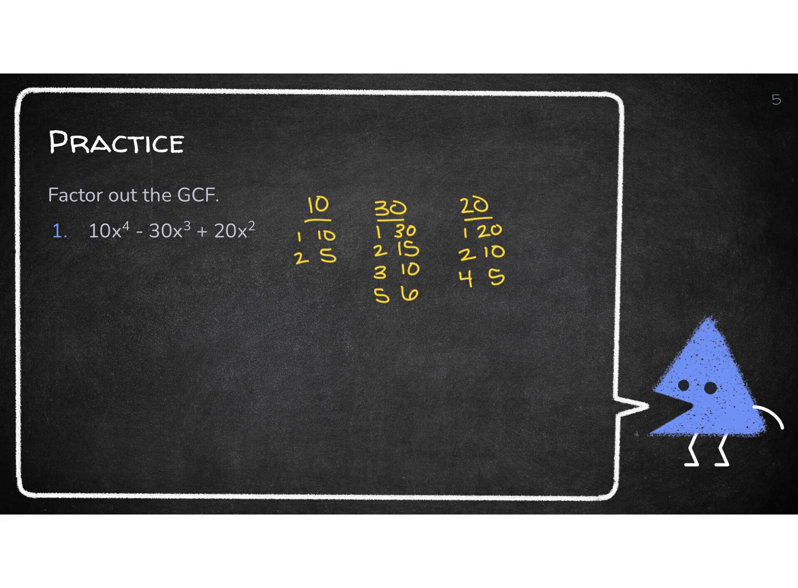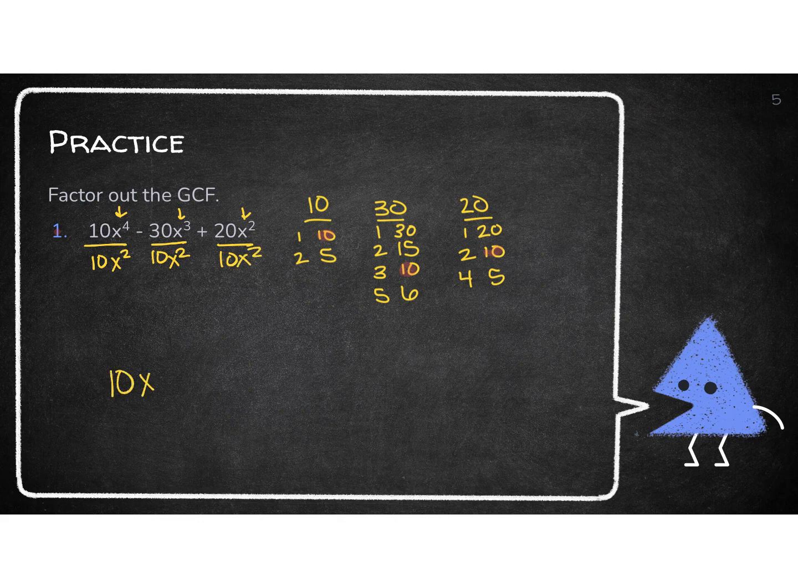So what you're going to do is look here and say, well, what's the biggest number that these lists all have in common? Well, they all are going to have a 10 in them. So what that tells me is I'm going to divide everything by 10 for sure. And now I'm going to look at my variables. Well, I have an x squared, I have an x to the third, and I have an x to the fourth. We want to look at the smallest power, so I'm going to take out an x squared from all of these. So here's how we write that.